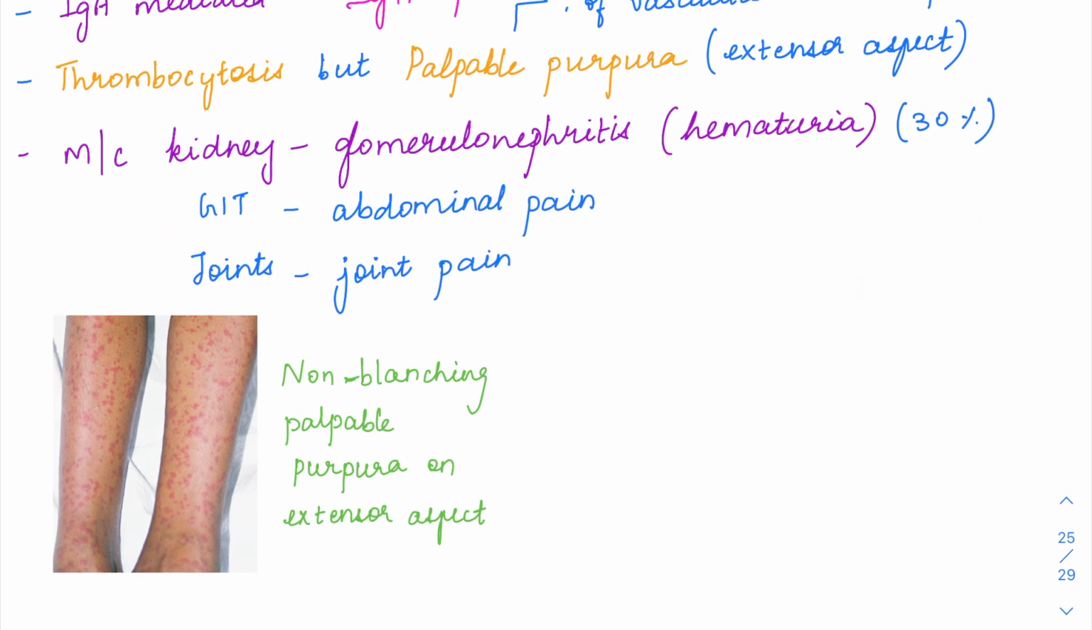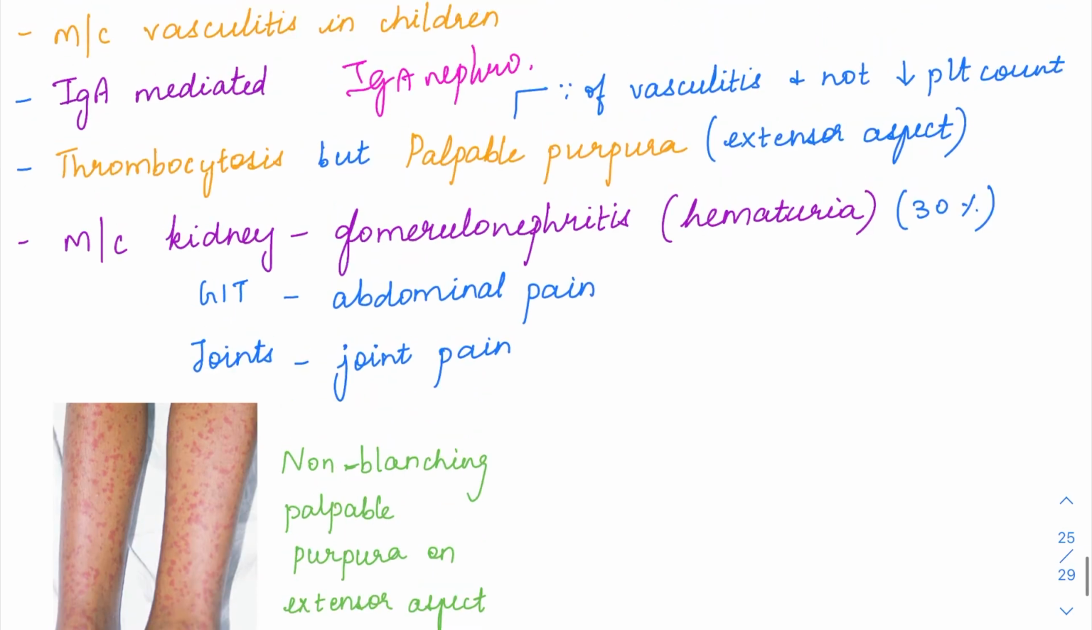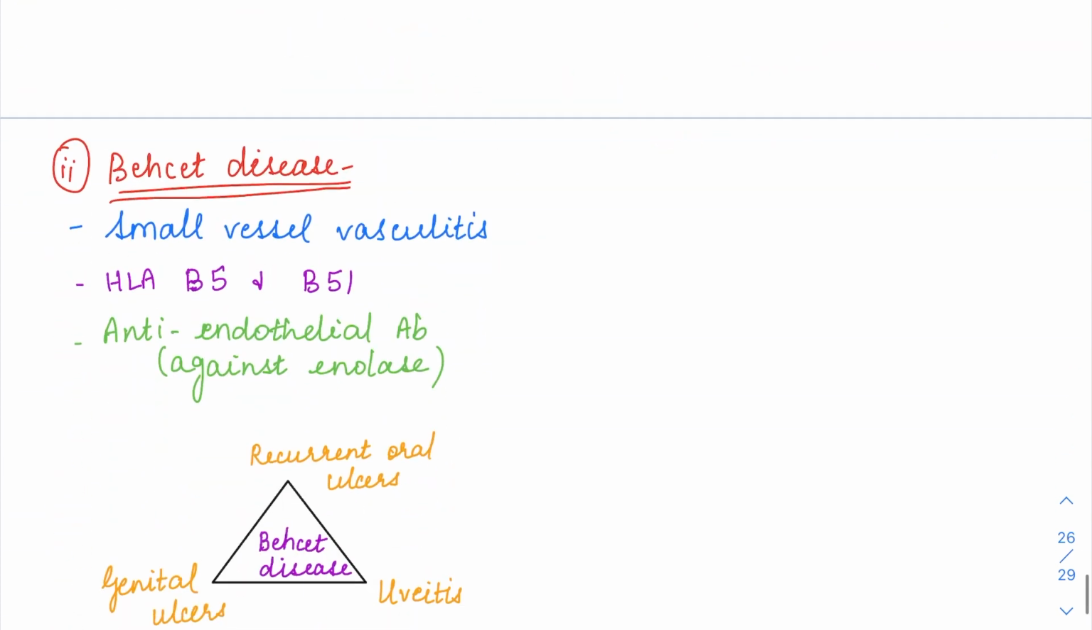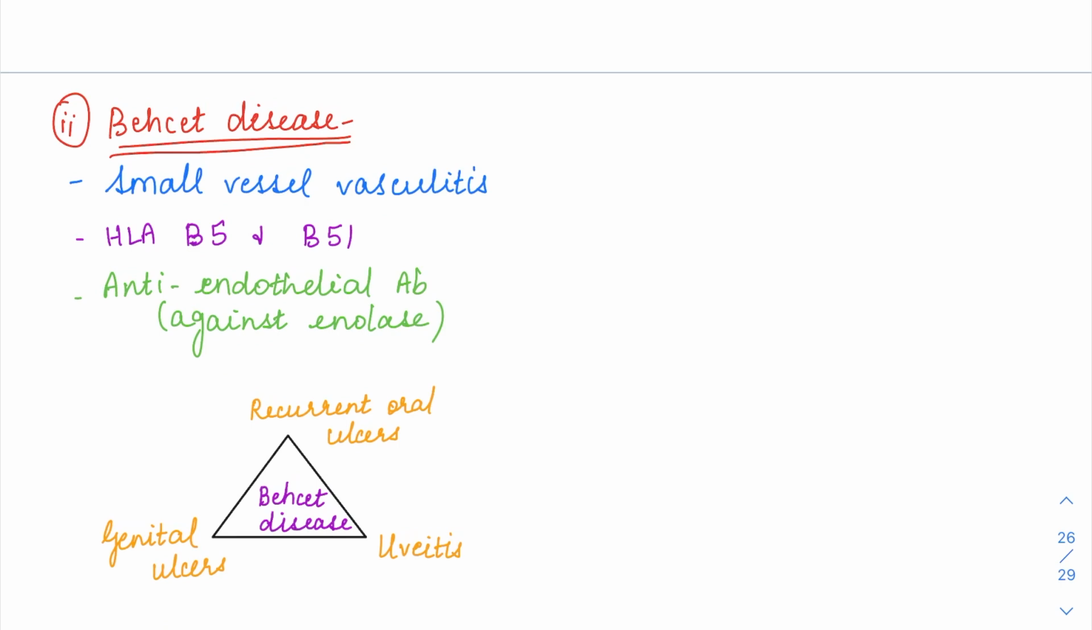And the classical symptoms with which HSP presents, the child will have abdominal pain, joint pain, then hematuria. Along with that, they'll also have palpable purpura. So non-blanching palpable purpura. If you see in this image, this is the classical image of a purpura. So if they are giving all of this history with hematuria, abdominal pain, joint pain and purpura, then you think about Henoch-Schönlein purpura.